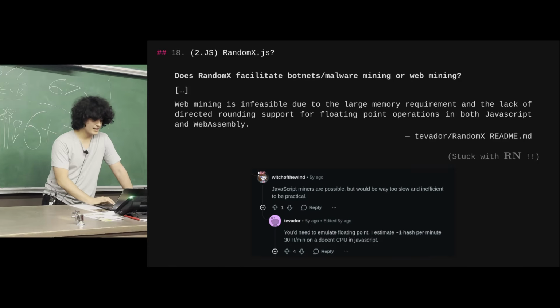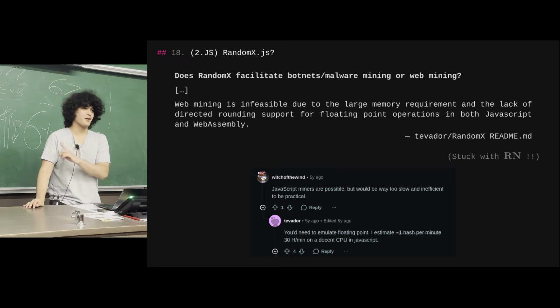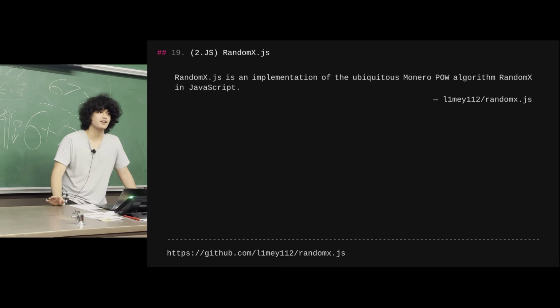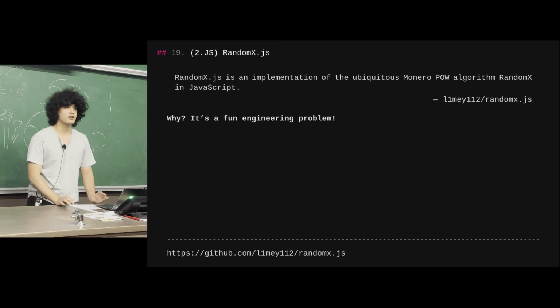Tevador, the creator, thinks it can be done, just really slowly, which he estimates at 30 hashes a minute, which is less than 1 hash a second. That's just really low. So I wanted to try and beat that. Here's a quote from my README: this is an implementation of the ubiquitous Monero POW algorithm, RandomX, in JavaScript. The question is, why would I attempt this? I don't really care about web mining. I just think it's an interesting problem.